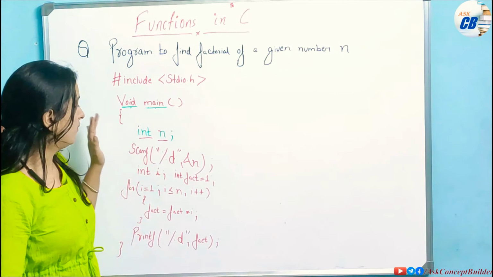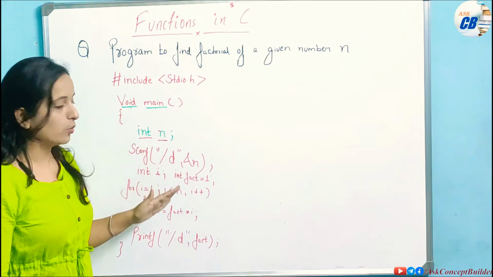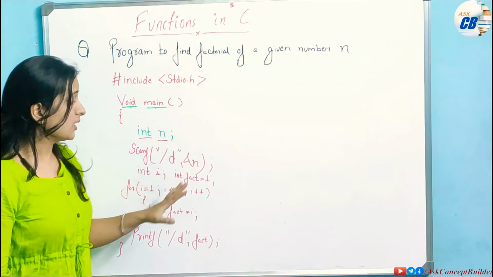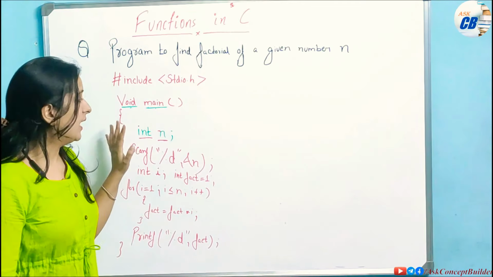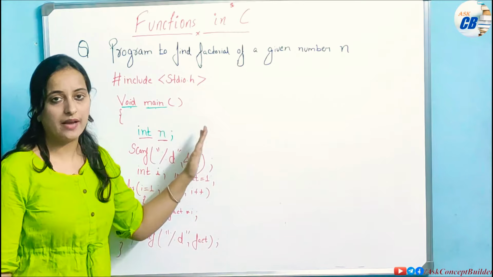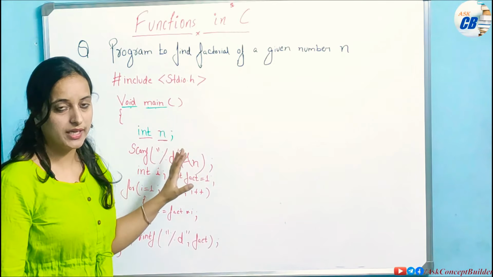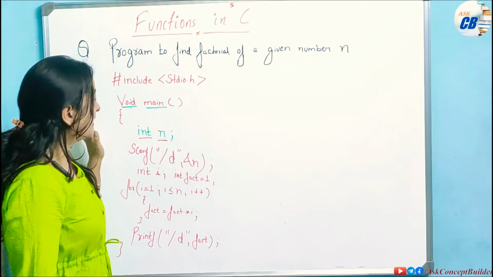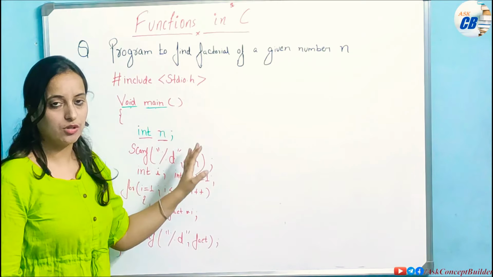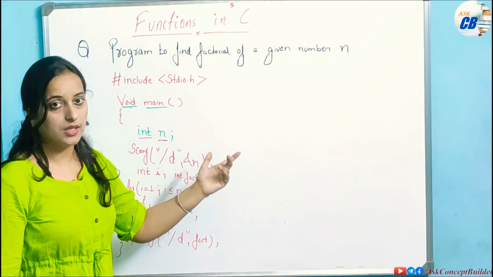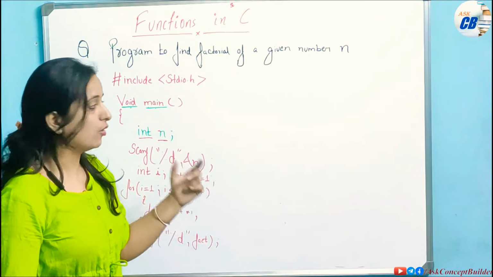Now see, what we have learned here is how to write a simple C program. The first program we wrote without using any function. Now we will write the same program to find the factorial of a given number by using functions.